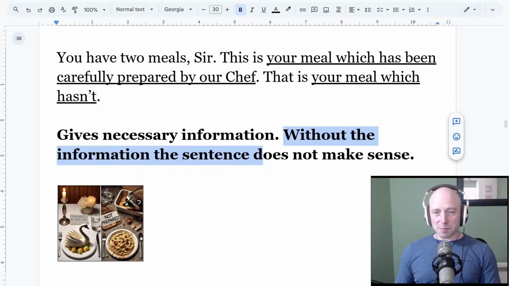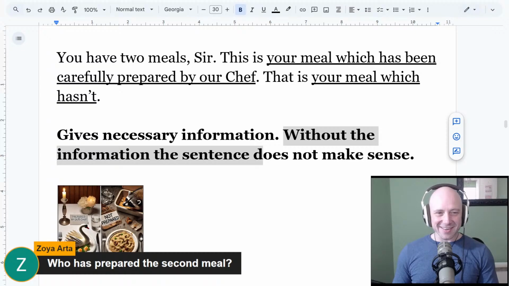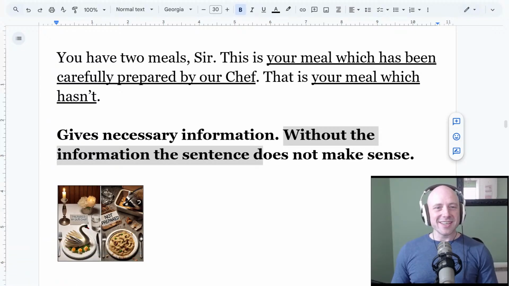Zoya's asking who has prepared the second meal. The children. This is your meal which has been prepared by our chef, and that is your meal that's been prepared by the children. Okay.